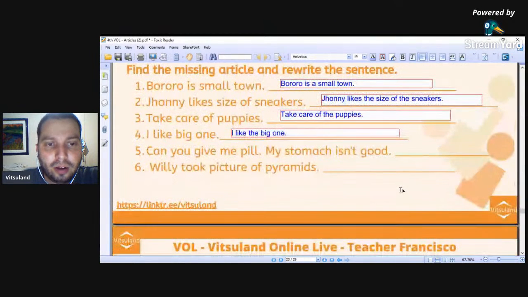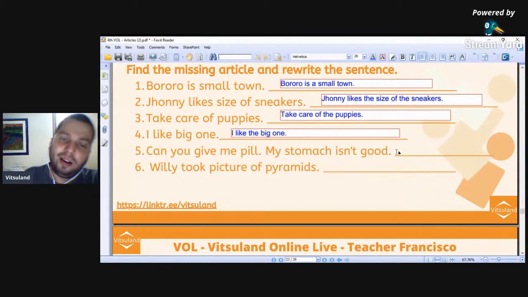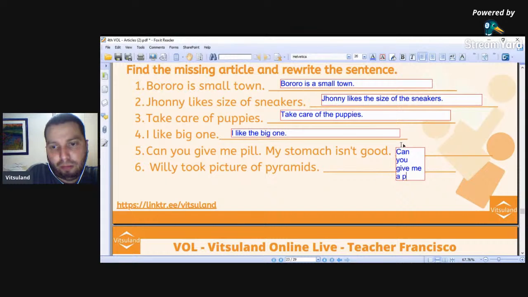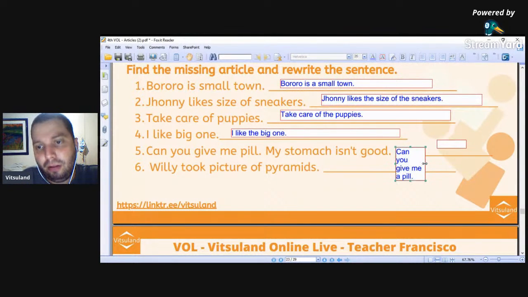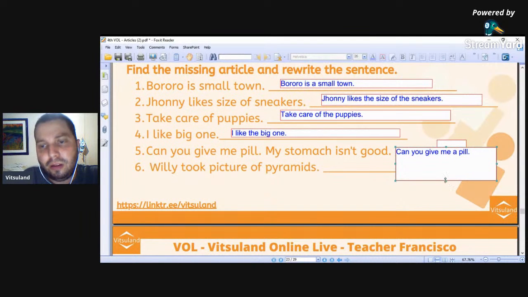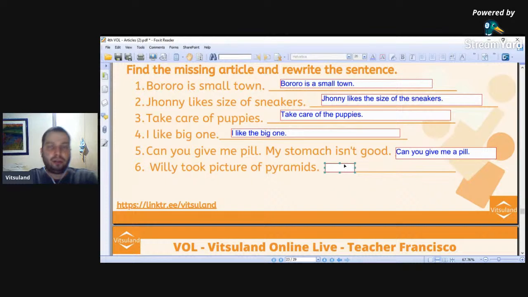Can you give me a pill? My stomach isn't good. So I'm already answering you. Can you give me a pill? The other one is correct, so I'm not going to rewrite it. But of course, if you're doing a task, you have to rewrite it. But as we don't have enough space here: give me a pill.